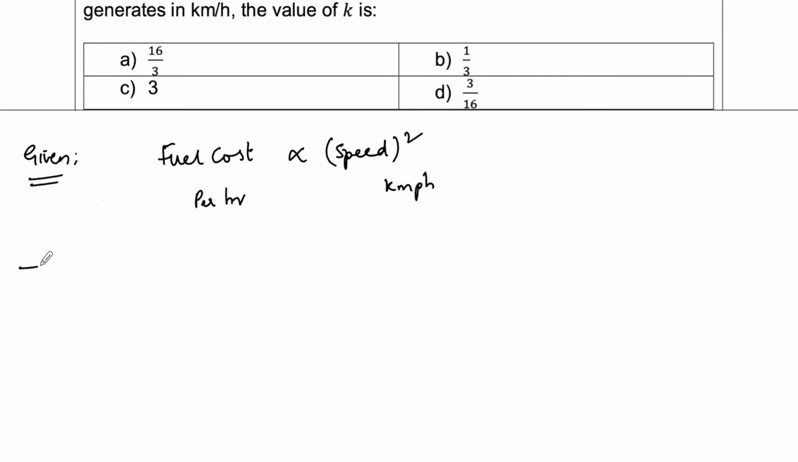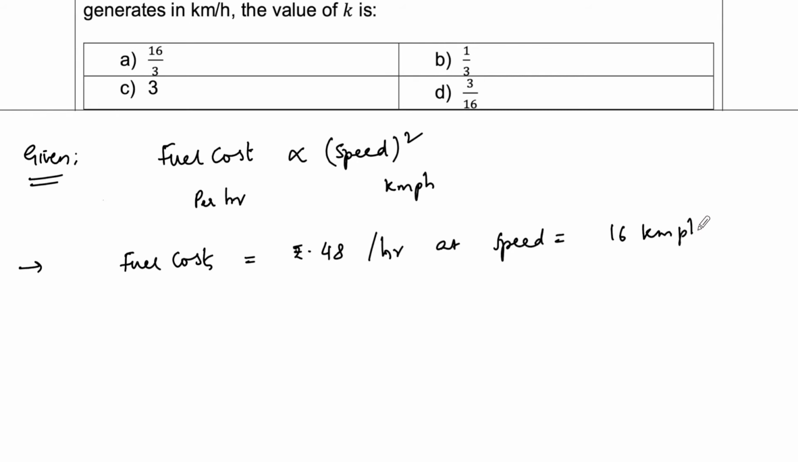And also it is given fuel costs 48 rupees per hour at a speed 16 kilometers per hour, and also given the fixed charges per hour. Fixed charges is equal to 1200 rupees per hour. Now let us assume that the speed is v.